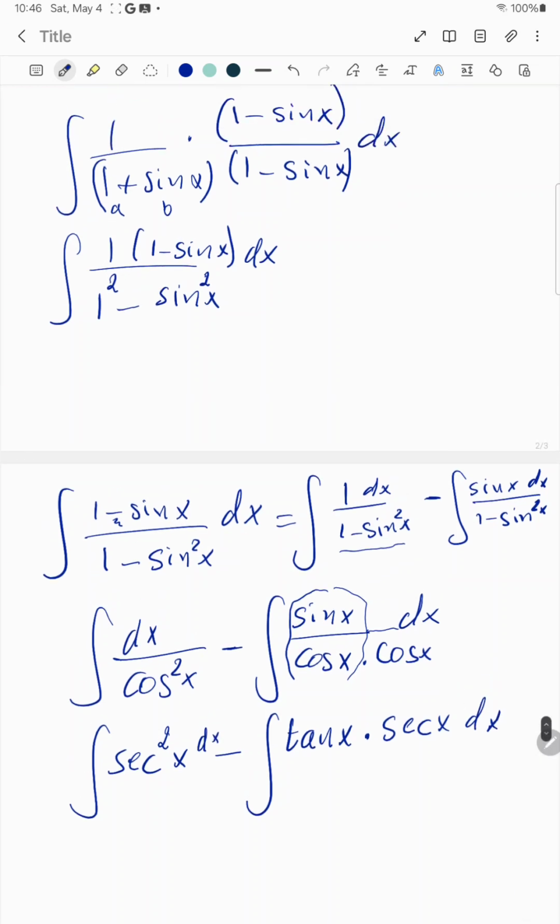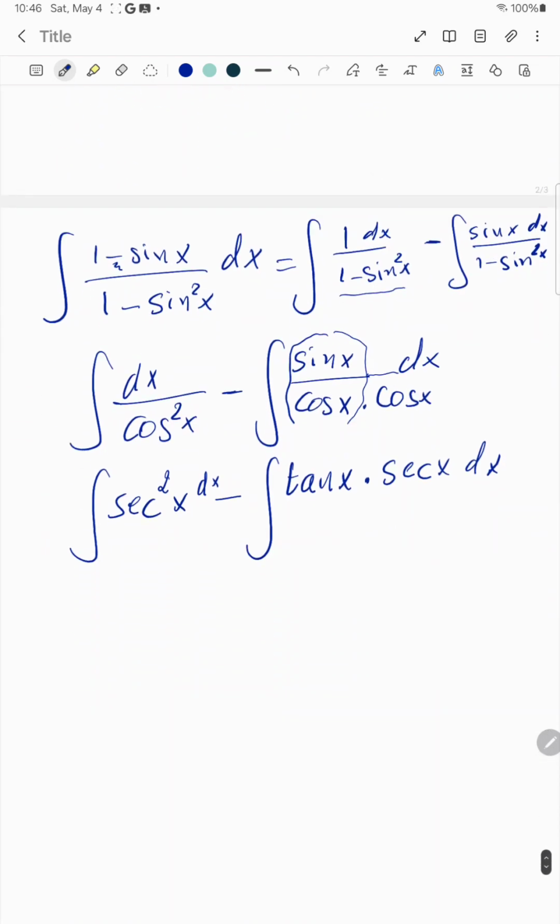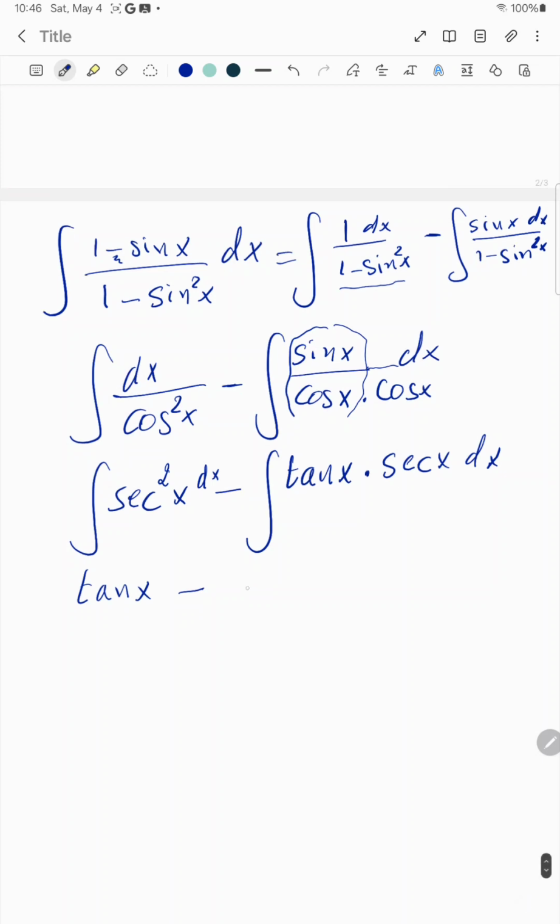And here there is a dx. And now there is a formula, the integral of sec square of x is equal to tangent of x. It's equal to tan of x, the first one here. I will put plus here at the end, minus the integral of tan x sec x, which is equal to sec x. It's a formula too. Sec x plus c, and that's your final answer.